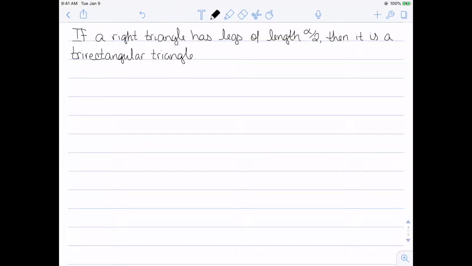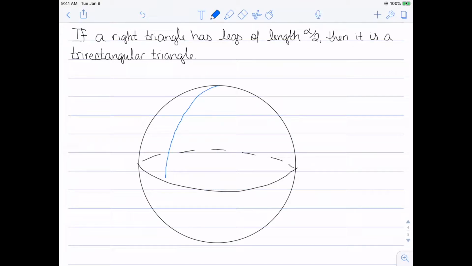My next one: if a right triangle has legs of length alpha over 2, then it is a trirectangular triangle, meaning all 3 right angles. So here I have my first leg of the triangle, which is length alpha over 2, which means it has a right angle. I'm then going to travel over to a length that's alpha over 2 from that point and draw the next side down so that now all 3 of my angles are right angles. And this is only possible on the sphere.